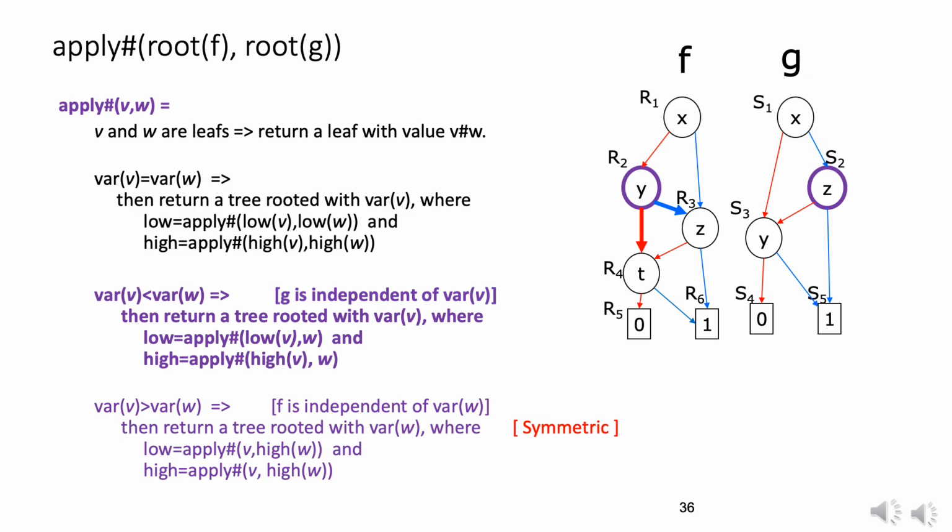The case where the variable that labels the first parameter comes before the variable that labels the second parameter in the variable order corresponds to the fact that the second parameter is on a path that does not depend on the first variable. In this case, the recursive calls use the successors of the first parameter and not the successors of the second parameter. The second parameter stays put. And of course, there is the symmetric case.